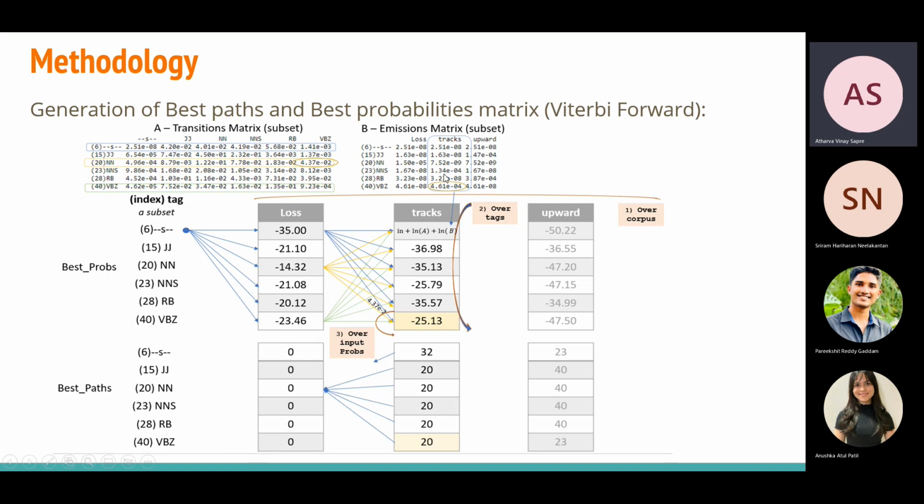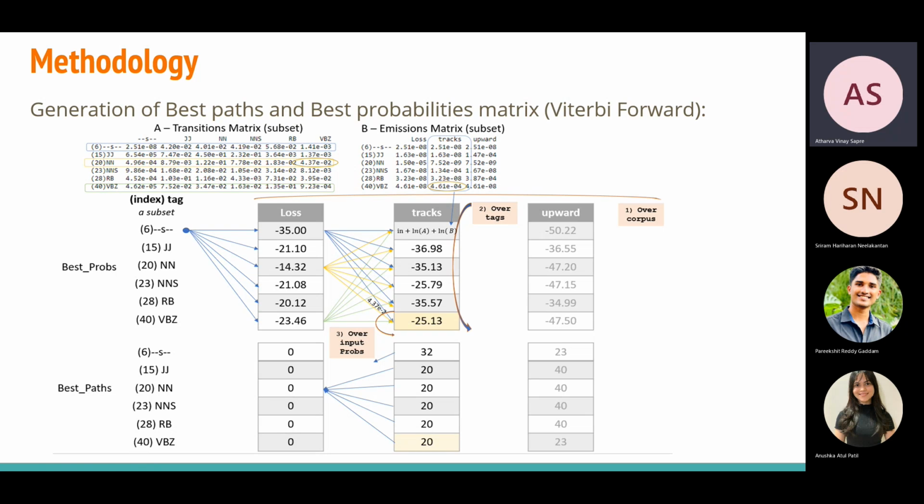Thank you, Pareekshit. Now I'll explain the working of Viterbi algorithm using an example. So here, let's take an example of the sentence "loss tracks upwards." So there are three words in a sentence, and we want to find the best probable sequence of POS tags for this sentence. So we also have two matrices, best paths and best probs. The rows of these two matrices represent the POS tags and the columns represent the words in a given sentence. So the first column represents the starting pointer of the sentence, and thus all the cells in that column will be initialized to 0 for both the matrices.